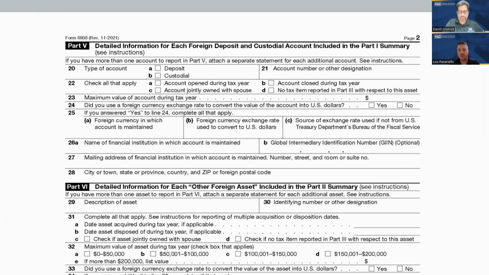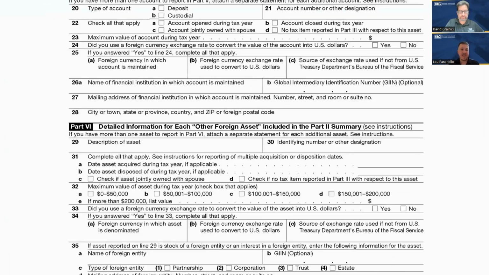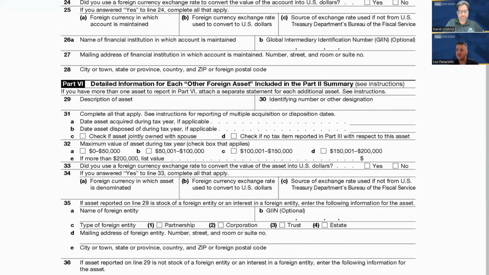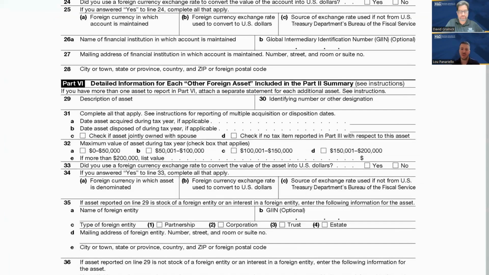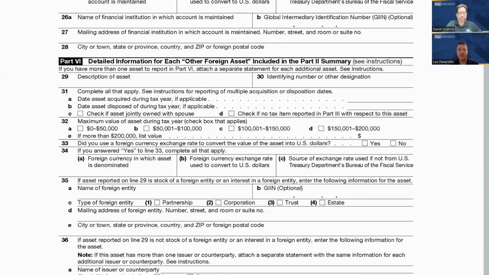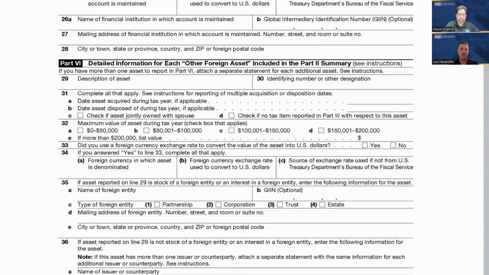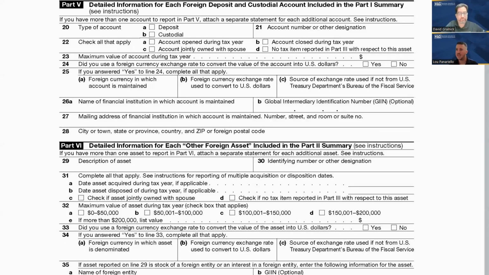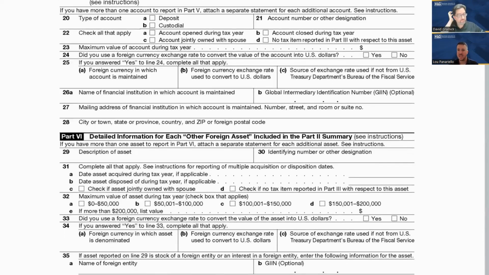A little further down, this Part 6 is really for anything that's not a bank account that is a foreign asset. So think real estate, think business interests, think other investments like a hedge fund investment, some sort of offshore account in a hedge fund, things of that nature. That is what's going to get reported on Part 6 here. And just keep in mind that if there's multiple assets, they don't really give a lot of room here to report all of the assets. So there could be a subschedule that gets attached.